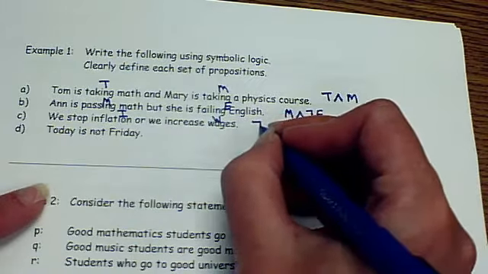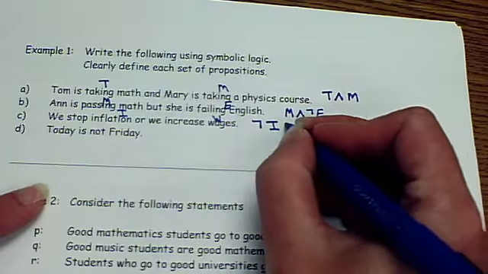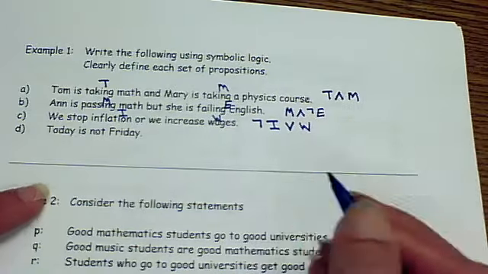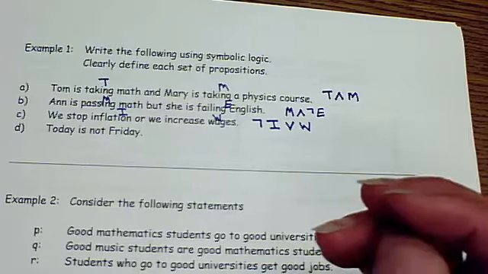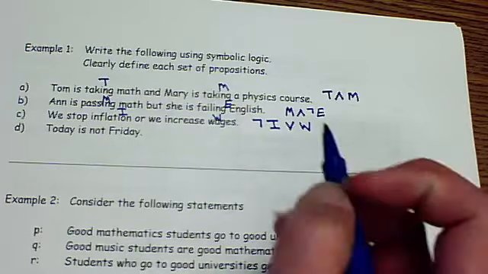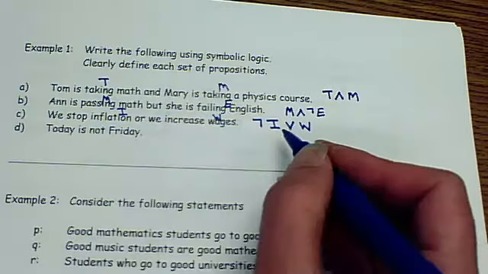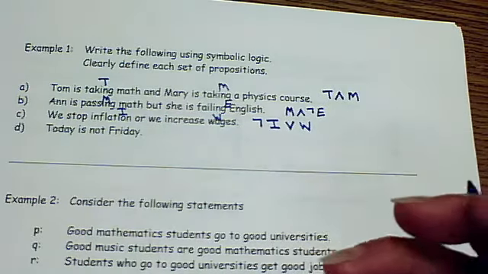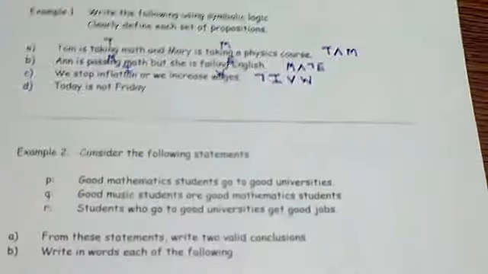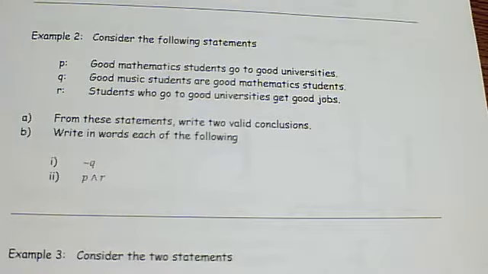So how about stopping inflation or increase wages? So you see how you have to be careful how you denote these, because what if I'd said I was stopping inflation? Then I would not have the not. Let's look at some that are already listed for us.